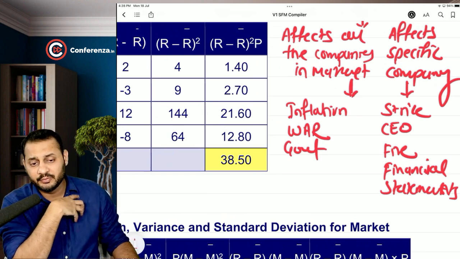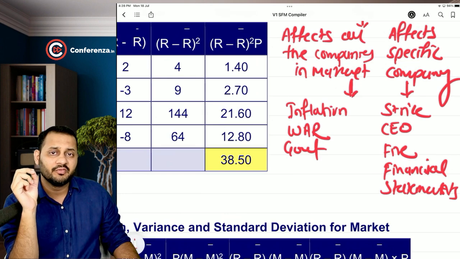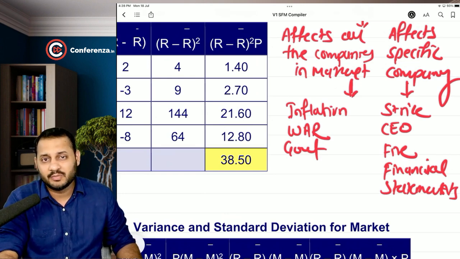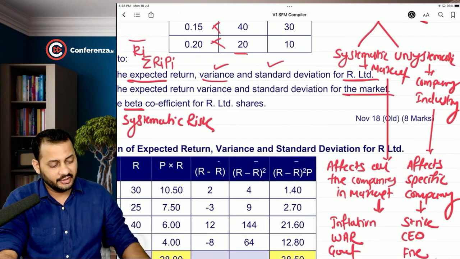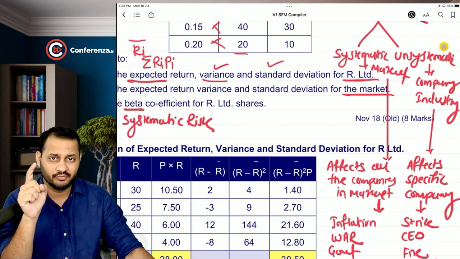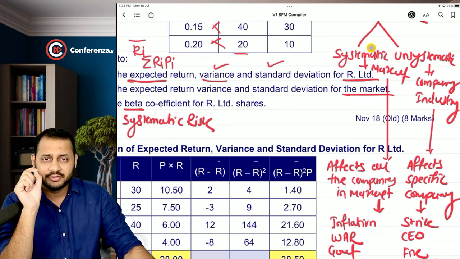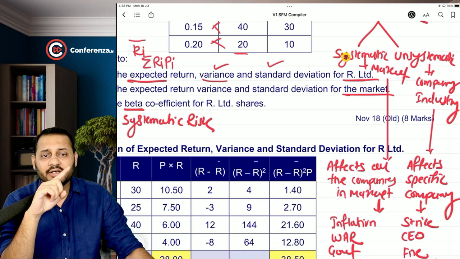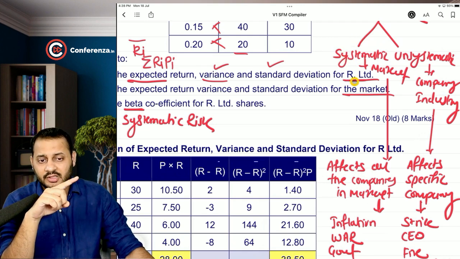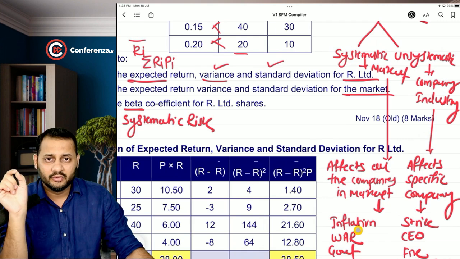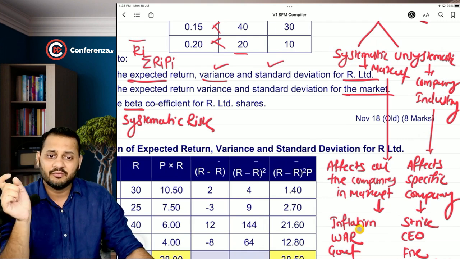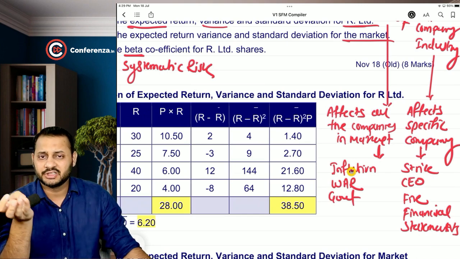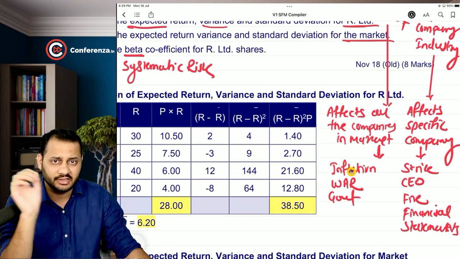Now my question to you people is, which type of risk can be avoided or reduced by the investor? Do you think you can reduce unsystematic risk in your portfolio? Do you think you can reduce systematic risk in your portfolio? The answer is you cannot reduce systematic risk, because no matter where you invest, all the companies will have to bear the impact of systematic risk: inflation, war, government changes, etc.